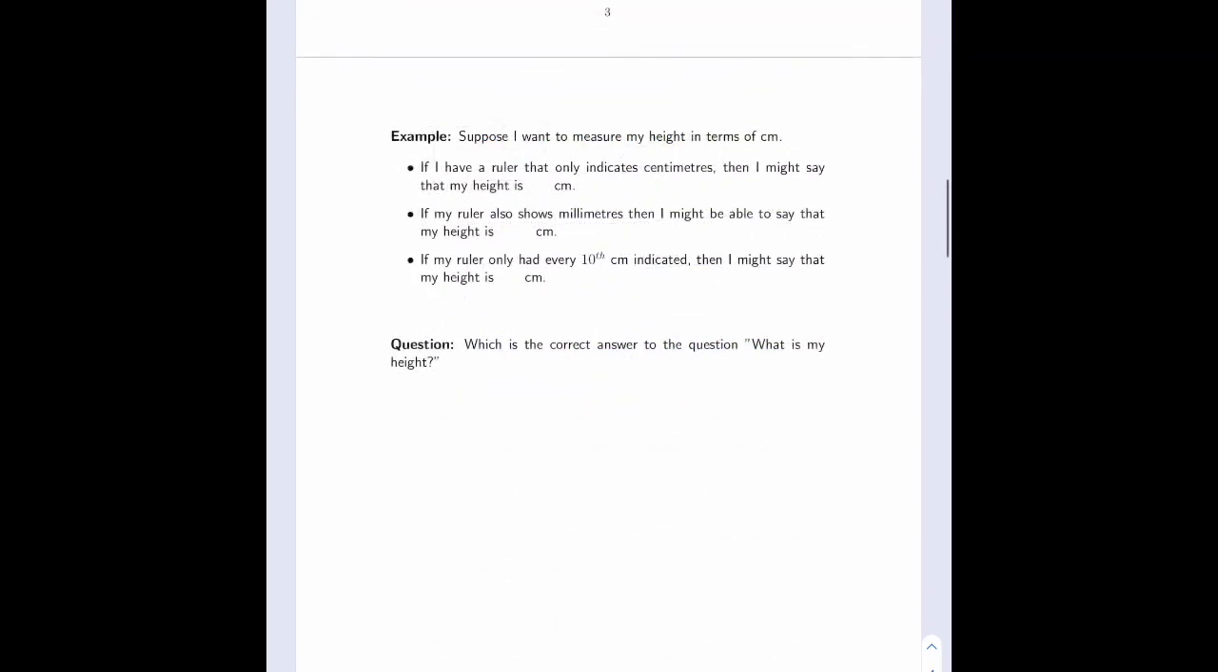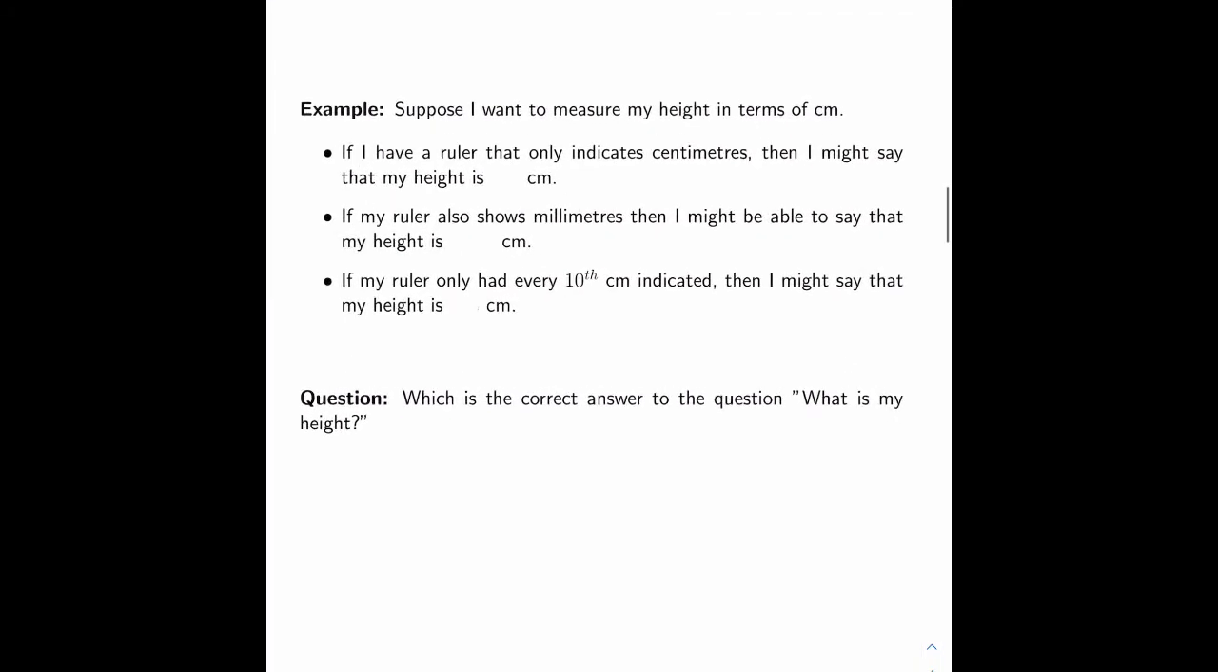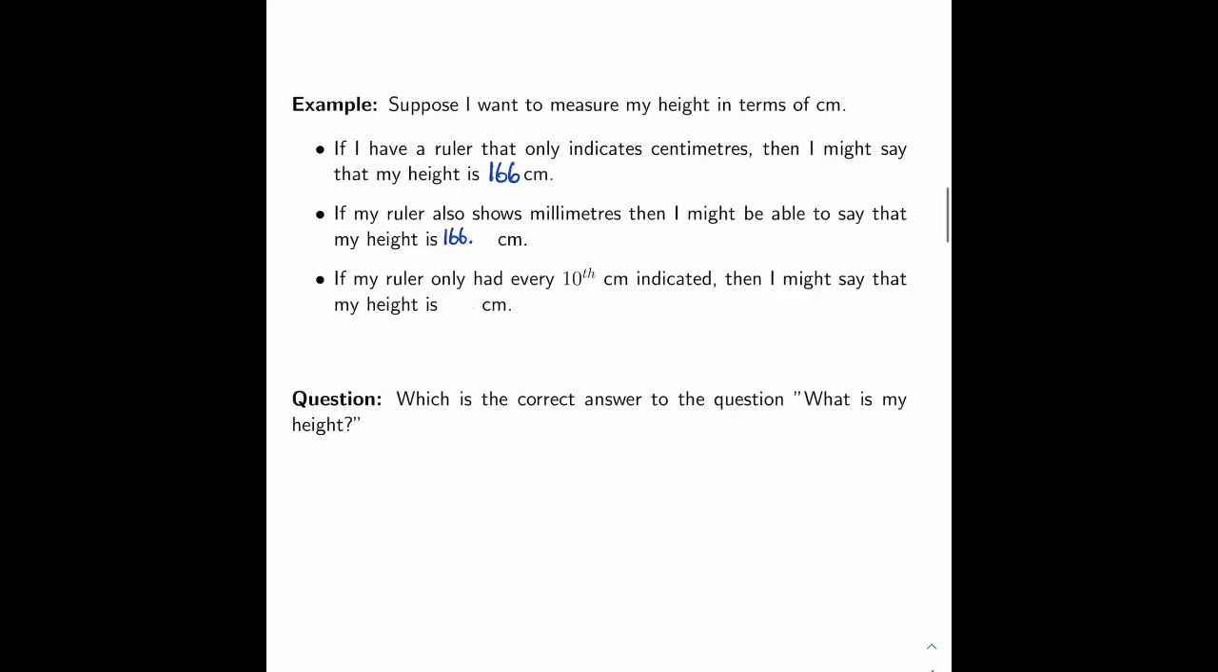Suppose I want to measure my height in terms of centimeters. If I have a ruler that only indicates centimeters, I personally would probably say that my height is 166 centimeters. But if my ruler also shows millimeters, I might be able to read it more precisely, and I might say my height is, I don't actually know this to this detail of precision, but say it's 166.3 centimeters.